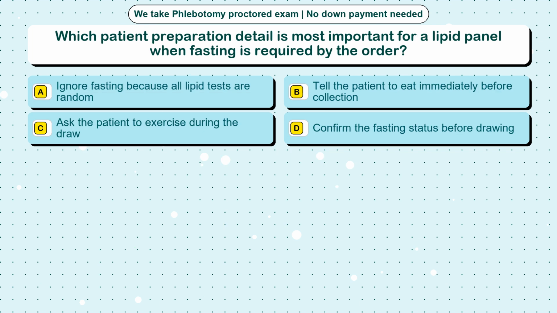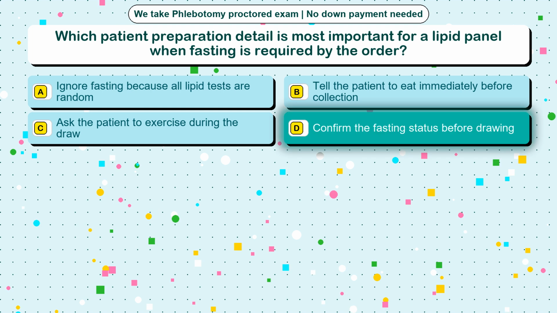Question 72. Which patient preparation detail is most important for a lipid panel when fasting is required by the order? Option A, ignore fasting because all lipid tests are random. Option B, tell the patient to eat immediately before collection. Option C, ask the patient to exercise during the draw. Option D, confirm the fasting status before drawing.